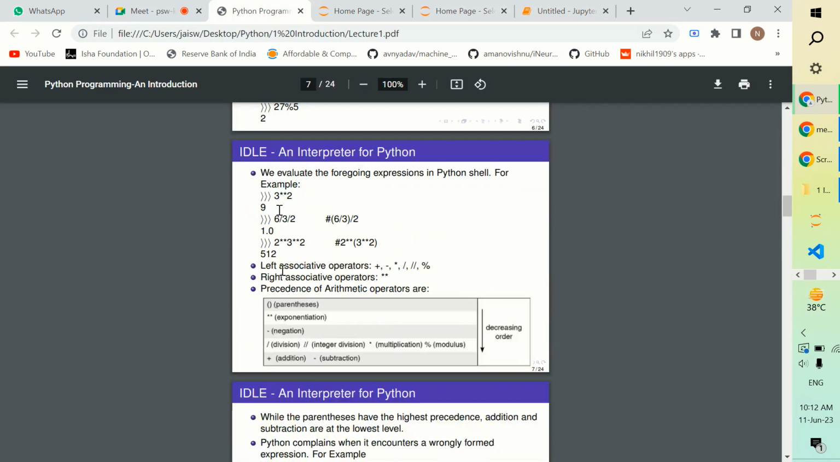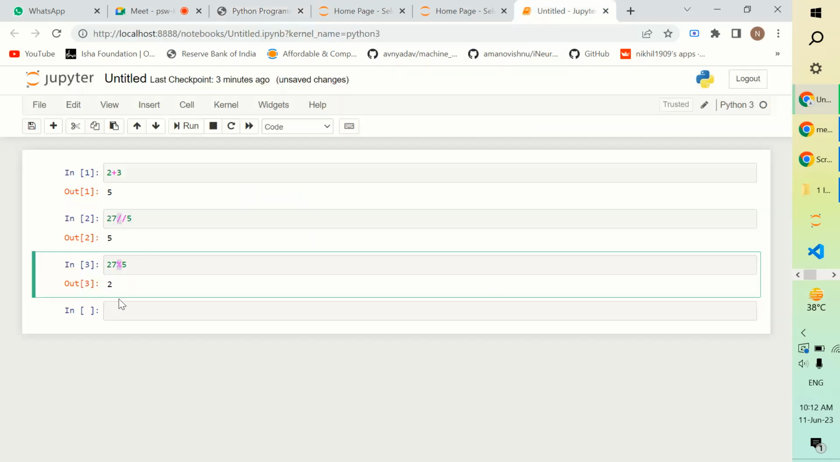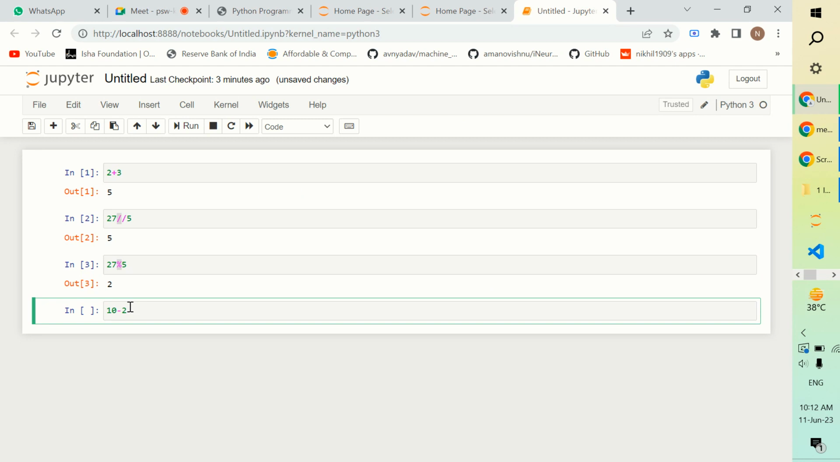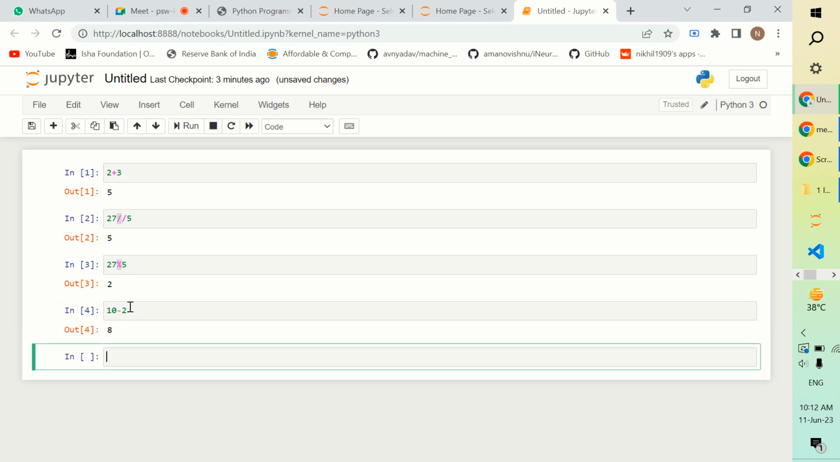Then what do we have? We have this exponent operator. Before that, let's see, there is the subtraction operator. 10 minus 2 is 8. Then integer division, which I have told.